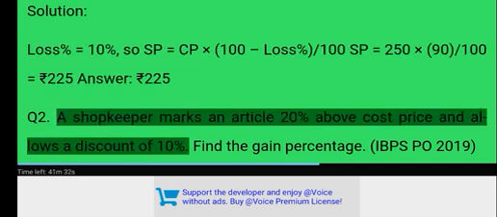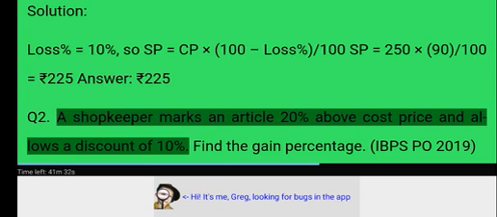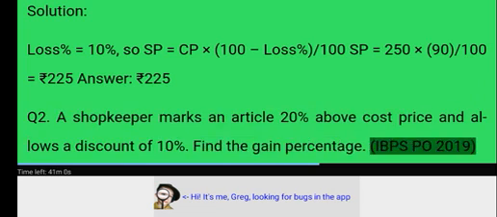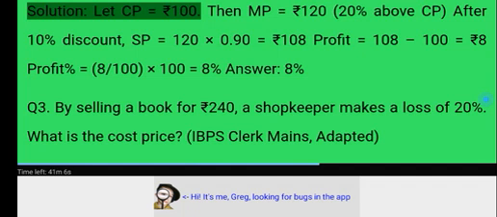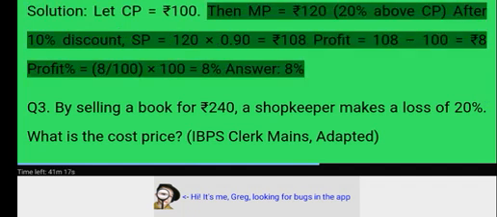Q2. A shopkeeper marks an article 20% above cost price and allows a discount of 10%. Find the gain percentage. IBPS PO 2019. Solution. Let CP equals 100 rupees. Then MP equals 120 rupees, 20% above CP. After 10% discount, SP equals 120 times 0.90 equals 108 rupees. Profit equals 108 minus 100 equals 8 rupees. Profit percent equals 8 divided by 100 times 100 equals 8%.